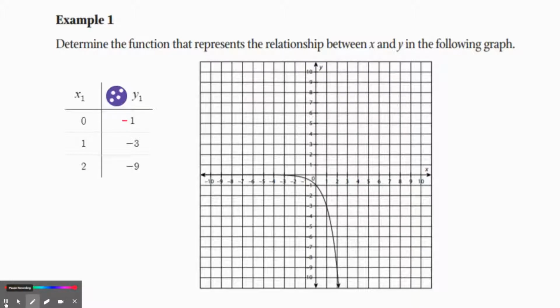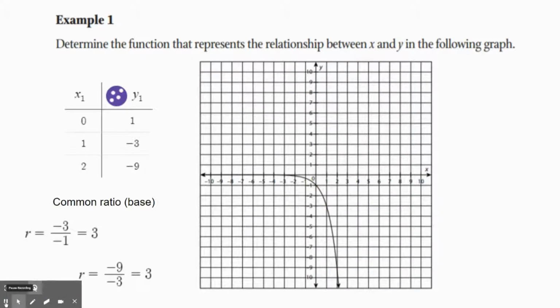When I make a table, I see that it's passing through the points (0, -1), which is going to be the y-intercept, (1, -3), and it's also passing through (2, -9). There's not a common difference because these are actually being multiplied here. So we're going to be, again, looking for a common ratio or a base for an exponential function.